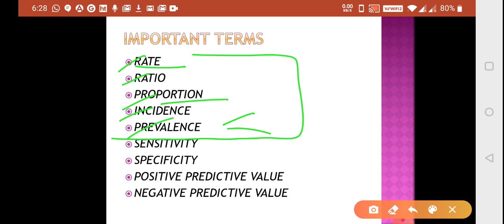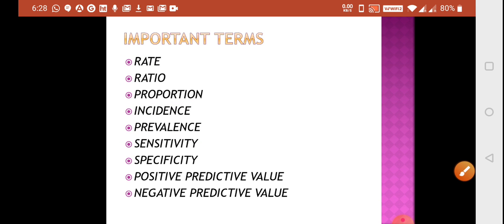So by knowing this much, you don't have to just mug up. You are not giving a university exam or written exam. You should be knowing the definition of rate, the definition of proportion, the basic things, and most of the questions revolve around incidence and prevalence. So by this much, you will be able to solve all those questions.